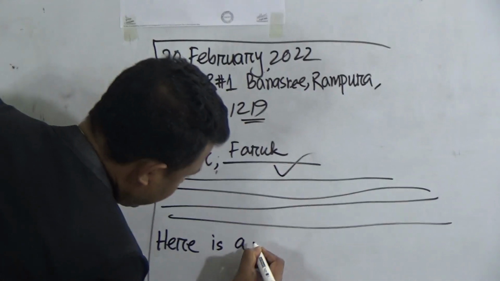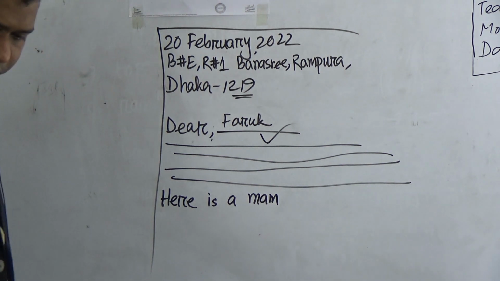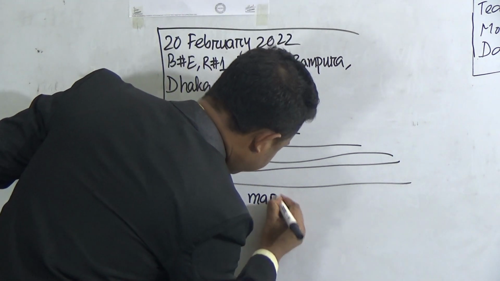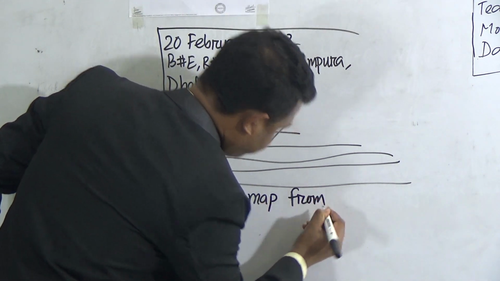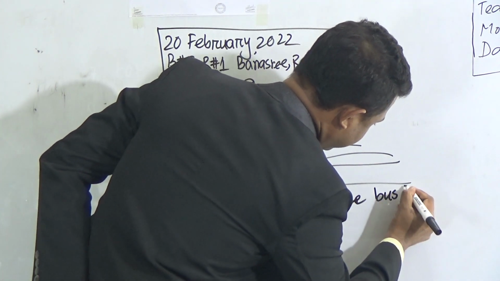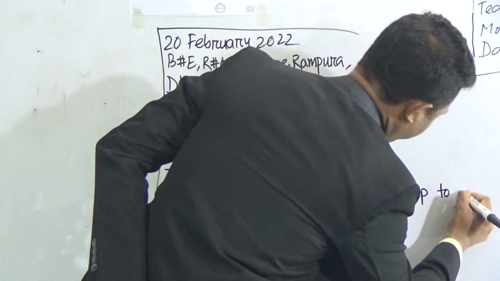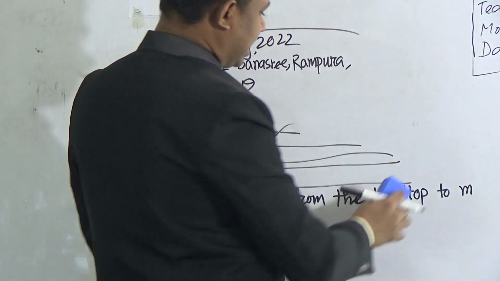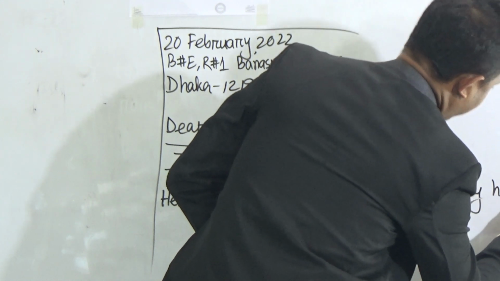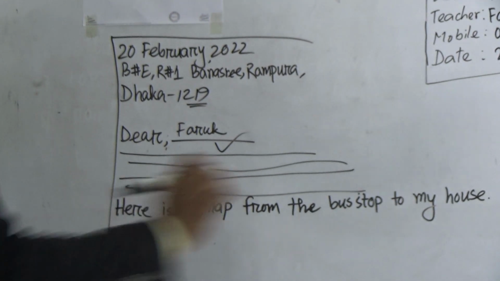After writing this you have to write: here is a map, sorry, here would be a map from the bus stop, or bus stand, same, to my house. After writing this you will draw a map.